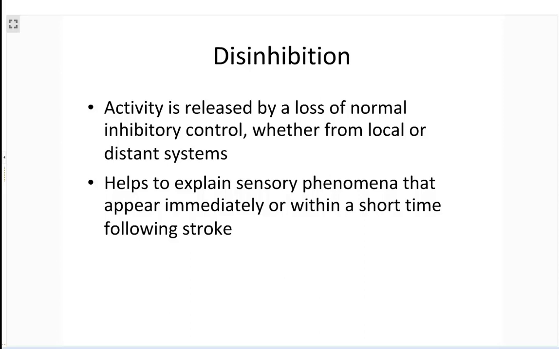So in disinhibition, we're really looking at a state where this mass activity is released due to a loss of normal inhibitory control, okay? And that can be either from local or distant systems, okay? And this really helps. So basically there's a really reduced inhibition, very easily to get mass activation, activate this idea of high salience within the neuromatrix and activate areas commonly associated with a pain experience.